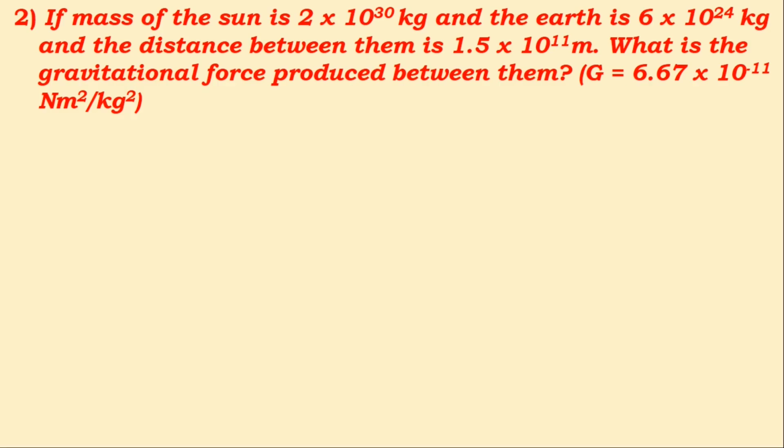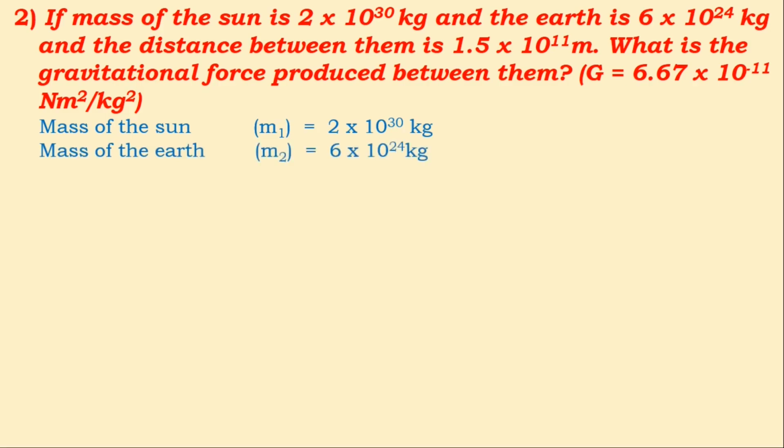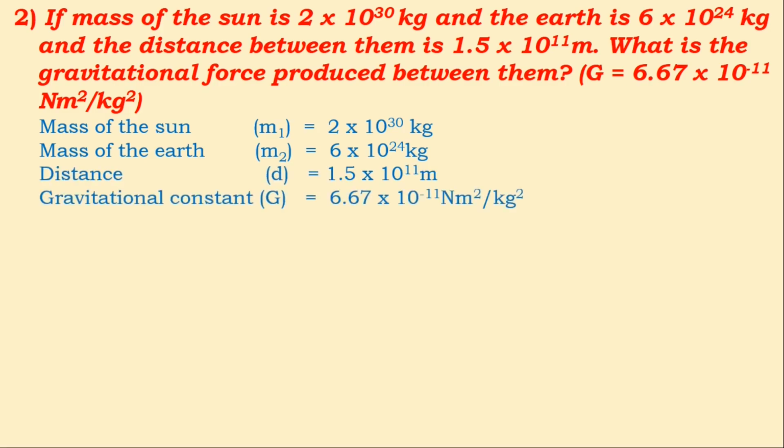According to the given information, we can write the mass of the sun, which can be taken as m1, and it is 2 into 10 to the power 30 kg, and the mass of the earth, which can be taken as m2, is equal to 6 into 10 to the power 24 kg, and the distance is 1.5 into 10 to the power 11 meter. Another piece of information is the gravitational constant, that is 6.67 into 10 to the power minus 11 Newton meter square per kg square.